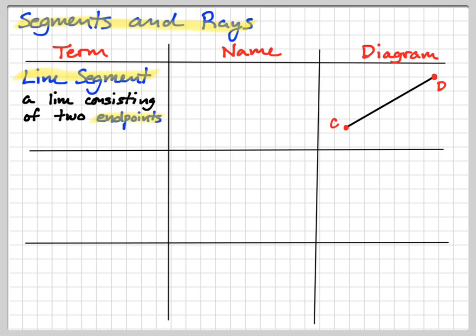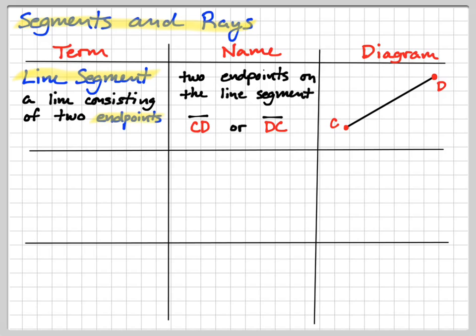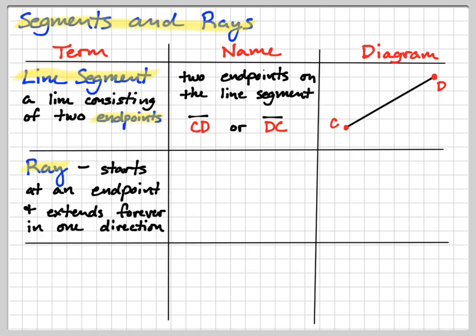The diagram looks a lot like a line, but it does not extend forever, so points C and D are my endpoints. Now you'll notice there's no little cursive letter, so I cannot use the lowercase cursive letter when I'm talking about segments. So I have to use 2 of the endpoints. So this line segment I would call line segment CD or line segment DC, both correct answers. Next box, a ray. Starts at an endpoint and extends forever in one direction.